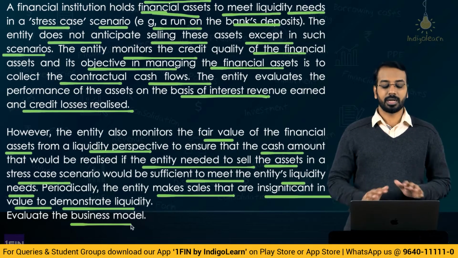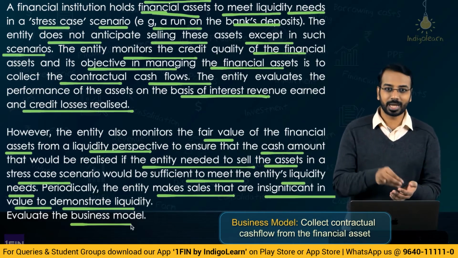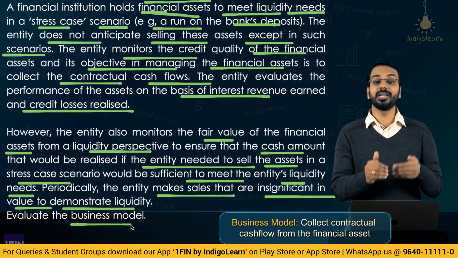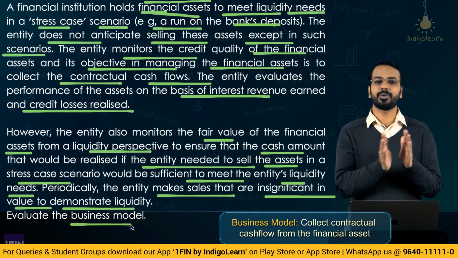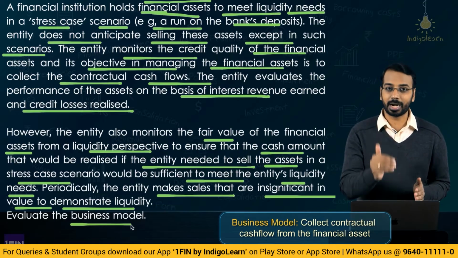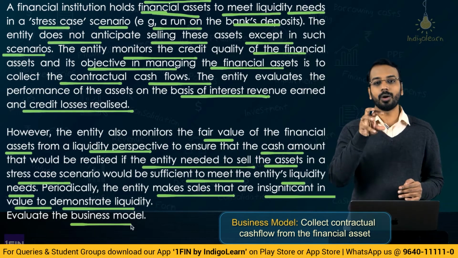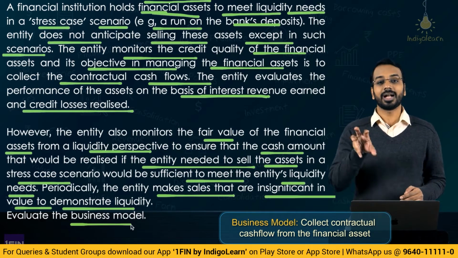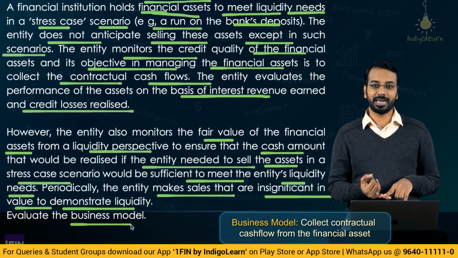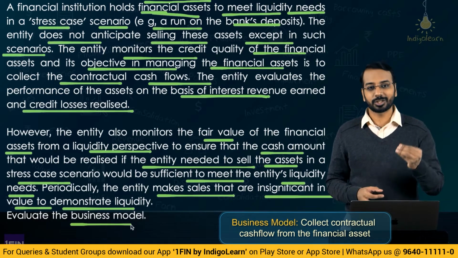Evaluate the business model. Now here also if you see, predominantly what is the intention? To collect contractual cash flows. But sir, they want to use the financial asset to meet stress case scenarios. That will happen once in a while. Those are not frequent. Those are infrequent, right? They will not happen regularly. So the majority part of the business model is to do with collection of contractual cash flows. That is how the business managers are also evaluated, and hence the business model comprises collecting contractual cash flows from the financial assets.